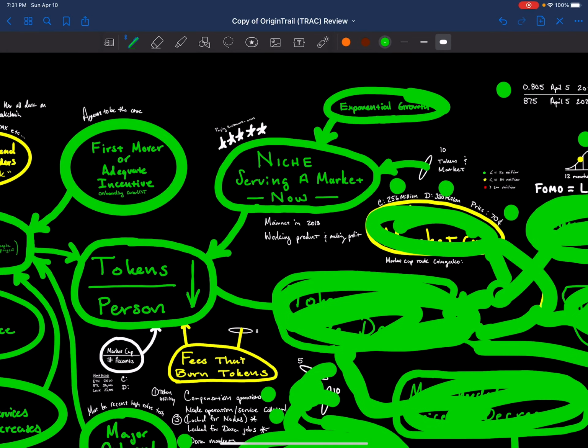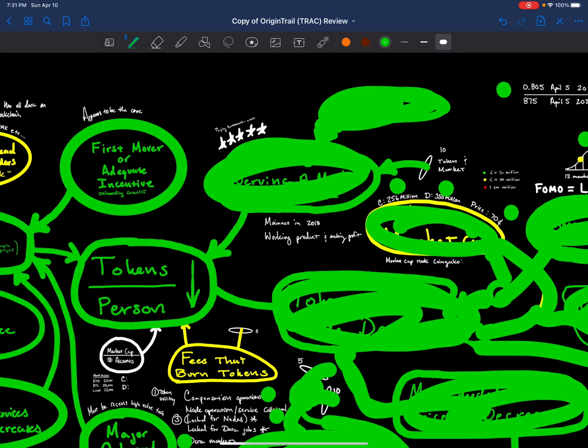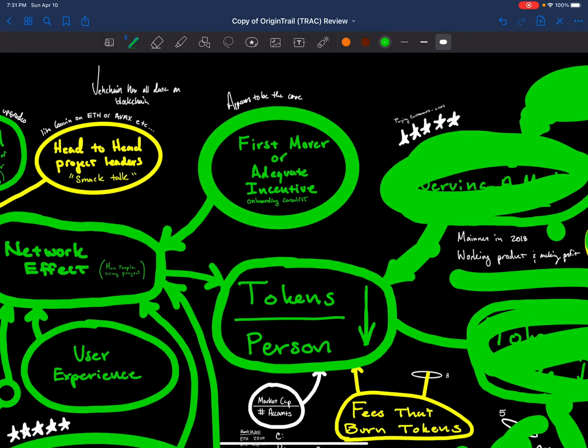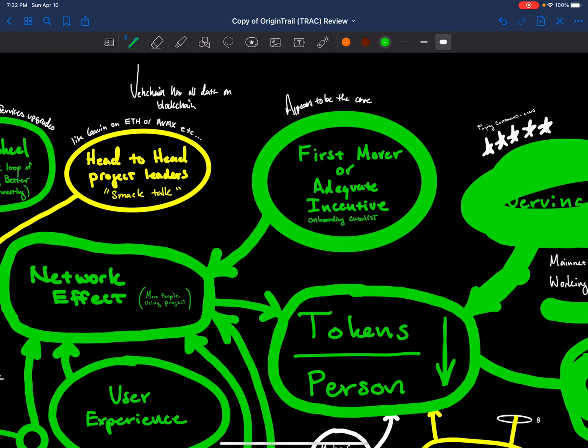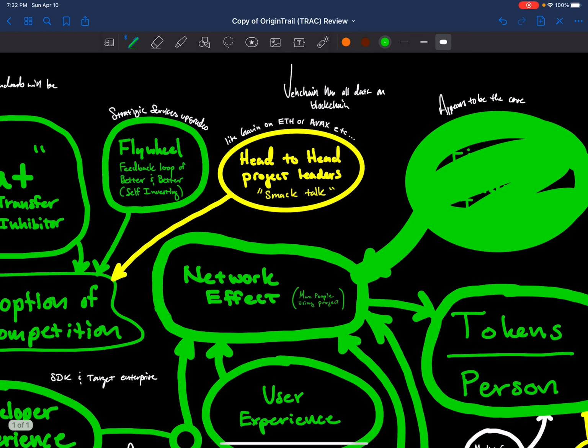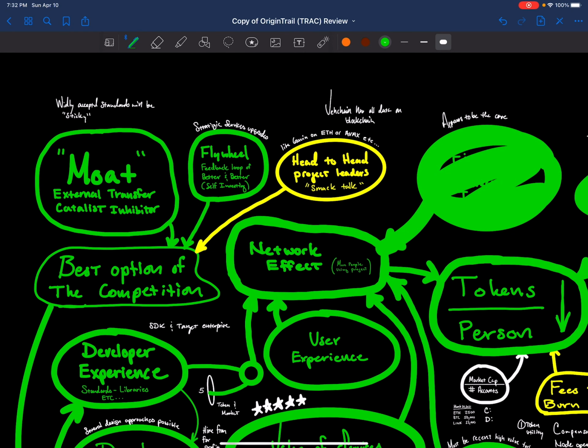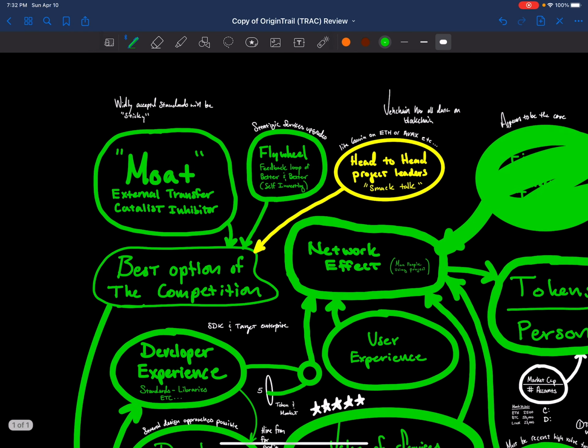Okay, so exponential growth. They do have exponential growth. They have a live product. Mainnet was in 2018. Their working product has been growing, and they're acquiring more and more customers. It appears they have the first mover advantage. I do think they have the first mover, even though there's other competitors. I think these guys might be the leader in the space.